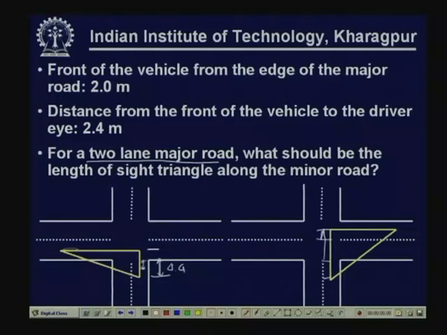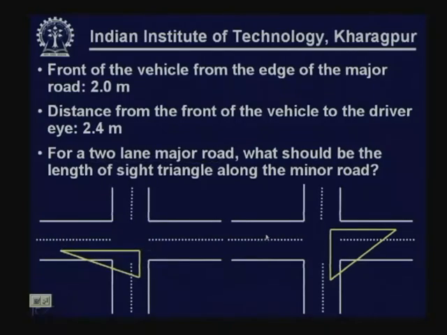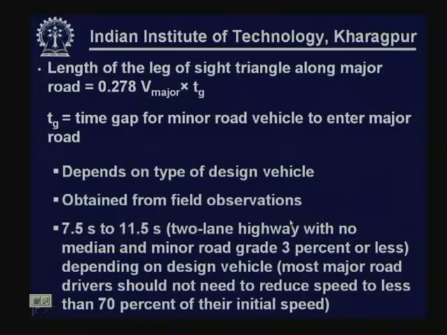Now, let us see how we calculate this dimension along the major road. Along the major road, the distance is calculated in this fashion: 0.278 V major into Tg. Now, V major is the design speed for the major road and Tg is the time gap for minor road vehicle to enter major road. That means, the vehicle is stopped. So, how much time it will take for the vehicle to accelerate from stopped position and complete the turn? Now, 0.278 is the multiplying factor, because we are taking the design speed in kilometer per hour. So, this is the conversion factor.